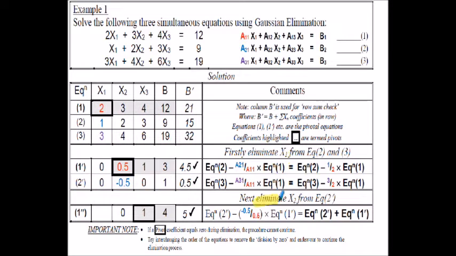So next we're going to eliminate the x2 variable from the equation 2 dash. So to find equation 1 double dash, the next pivotal equation, we will use equation 2 dash, and from it we will subtract a factor multiplied by equation 1 dash. The factor we will use here will be the x2 coefficient for equation 2 dash, so that's negative 0.5, shown here, and we'll divide that by the x2 coefficient for the 1 dash equation of 0.5, and that's shown here.